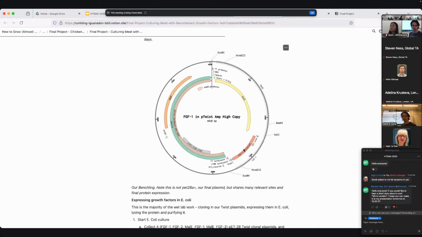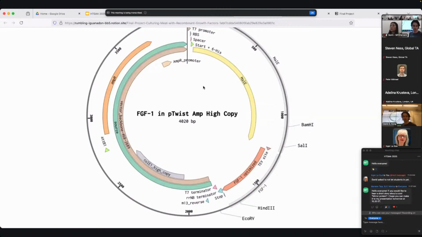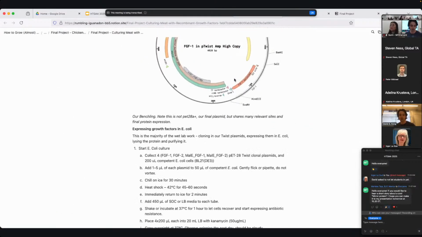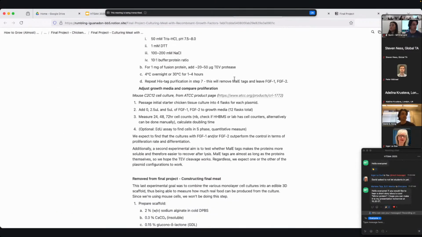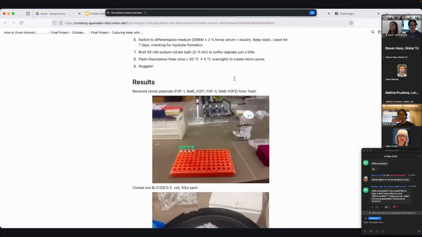Here's my plasmid. It's not actually the plasmid I used, but basically the same thing, T7. We had two proteins, FGF1 and FGF2, with and without the His tag and with and without this NusE tag that's meant to make it more soluble. In practice, it didn't work, but whatever, I had the other ones. So I could go through the entire protocol, but in the interest of time, I'm just going to go to our results and basically walk through the wet lab here because we did get something.